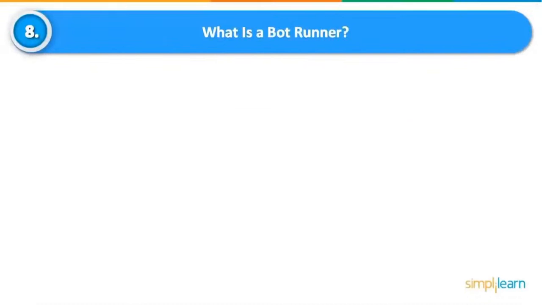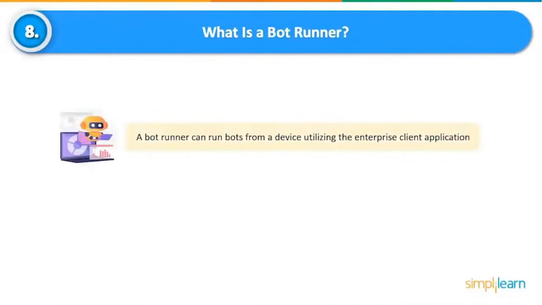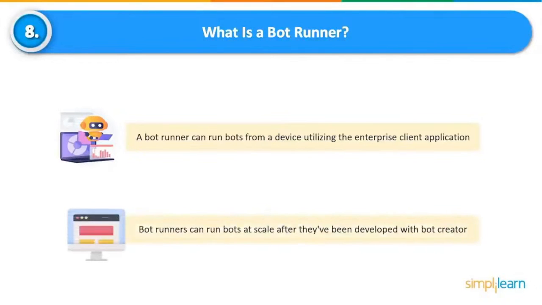What is a bot runner? A bot runner has the ability to run bots from a device utilizing the enterprise client application. The device is registered with the enterprise control room after the bot runner user logs in for the first time, and the user can deploy bots on that device. Bots are run by the bot runner, which is a software machine. Bot runners can run bots at scale after they have been developed by the bot creator.